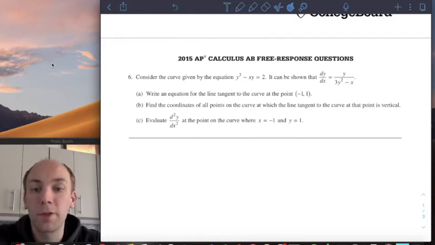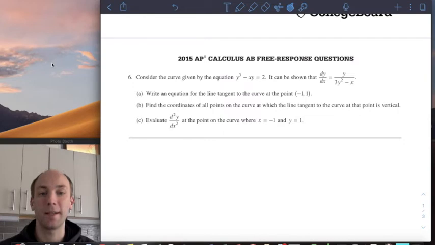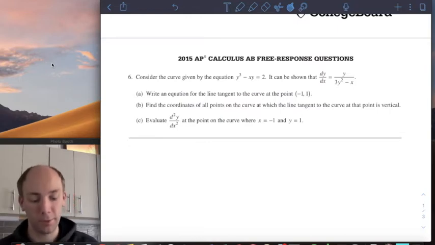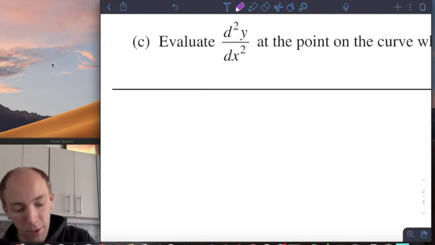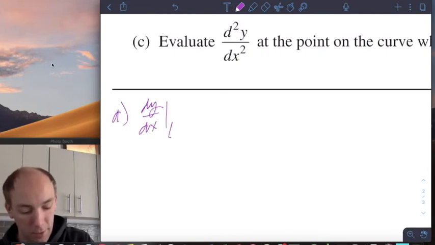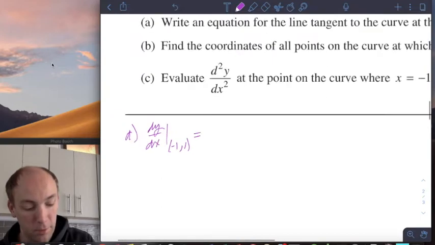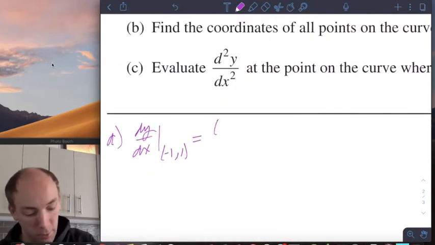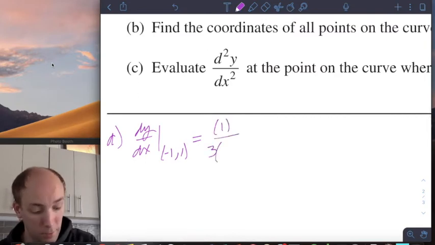So what information do you need to write the equation of a tangent line? Remember, for a tangent line, we need a point and a slope. For part A, we already have the point. They gave us the point, so we need to figure out the slope. To find the slope, we're going to take that point and plug it into the derivative. So (-1, 1) into y, so 1 over 3 times y squared minus negative 1.